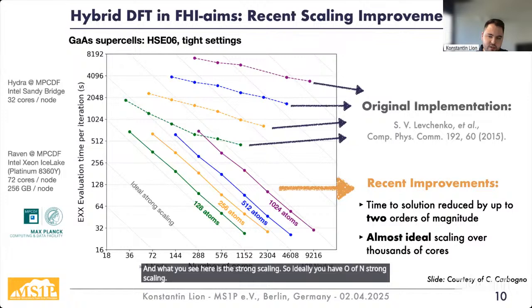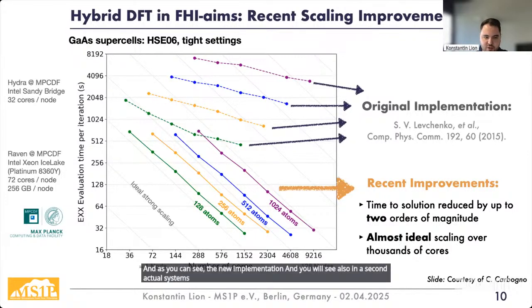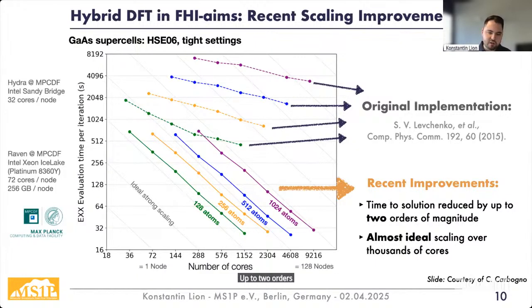And as you can see, the new implementation, and you will see also in a second actual systems, which may be more of interest than just gallium arsenide, we were able to, or the researchers, including Sebastian Kokot and others, as you will see, were able to reduce the time to solution by up to 2 orders of magnitude, as well as achieve almost ideal scaling even over thousands of cores.